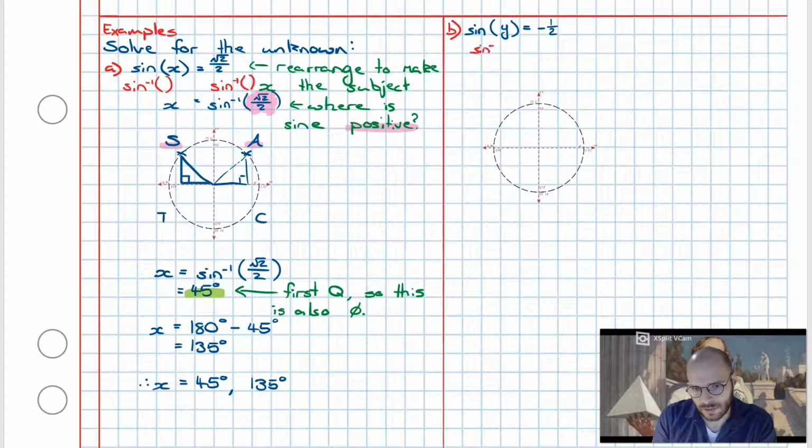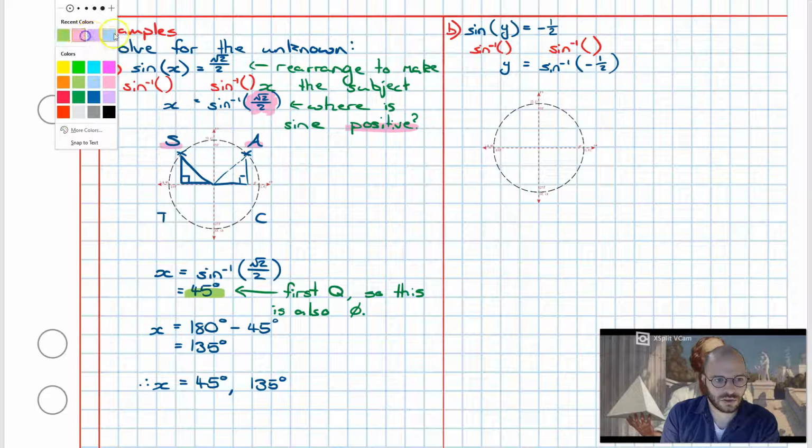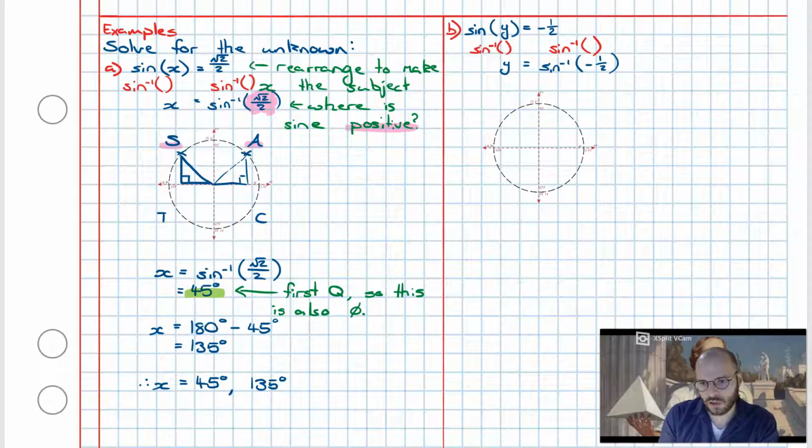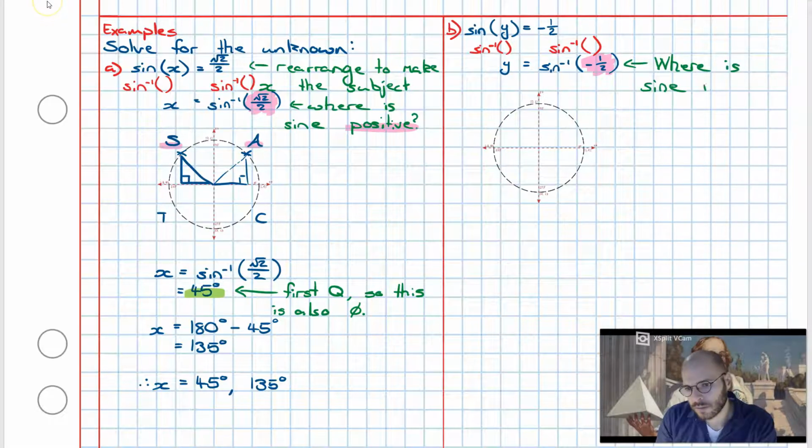So in doing that, we take the inverse sine of both sides of the equation, and that's going to yield y is equal to the inverse sine of negative 1 over 2. Now, here's where things get different to the previous example. Over here, we're dealing with a negative result inside the inverse sine. So rather than asking where is sine positive, we ask where is sine negative.